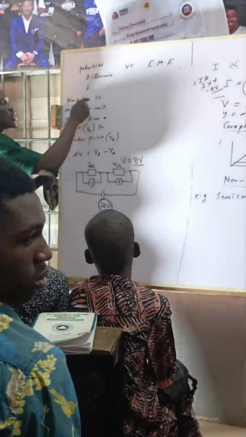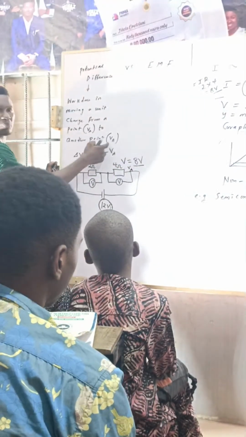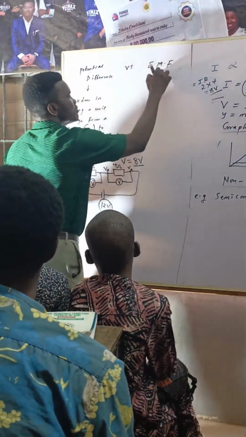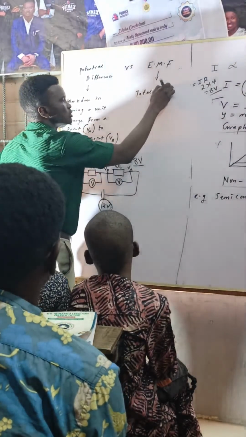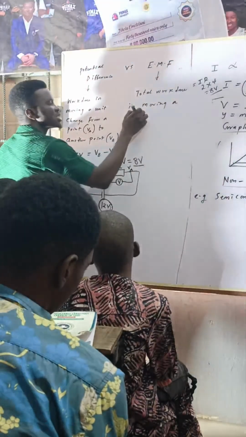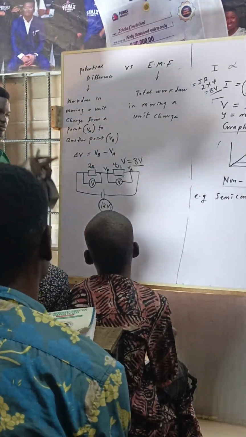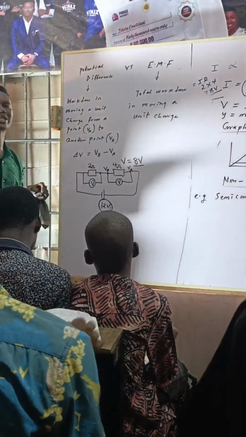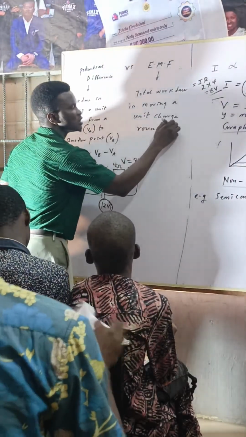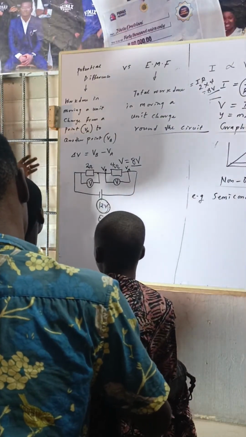So now, the work done in moving a unit charge from a point, let's say this is VA, to another point, let's say this is VB. Do you get that? That's potential difference. What is EMF? EMF is the total work done in moving a unit charge around the circuit. That is what we call EMF.